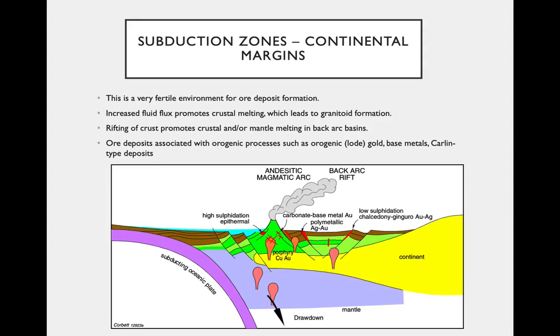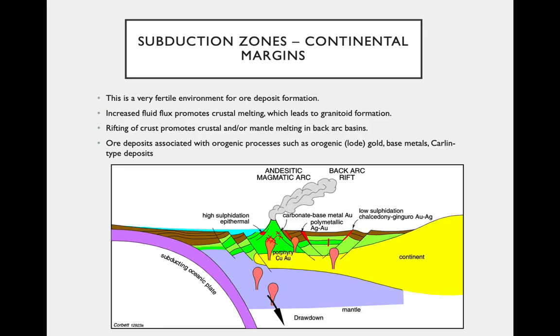So things like porphyry copper, porphyry gold, porphyry moly. We will also get epithermal gold and silver. And so quite a diverse setting. We might get magmatic deposits, you might get pegmatites, etc.